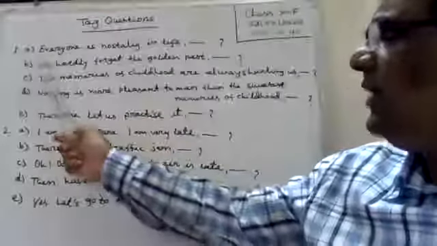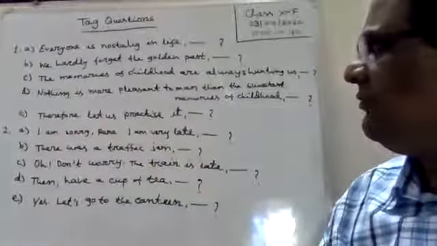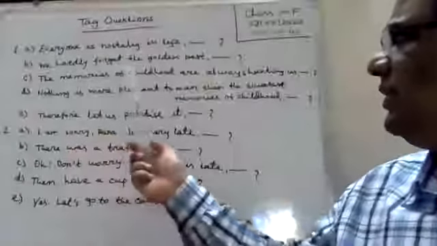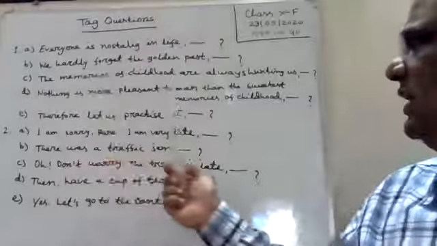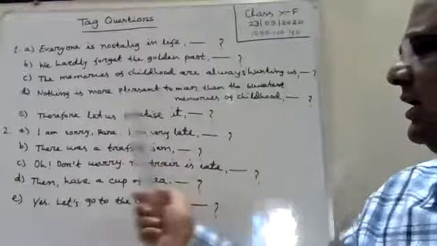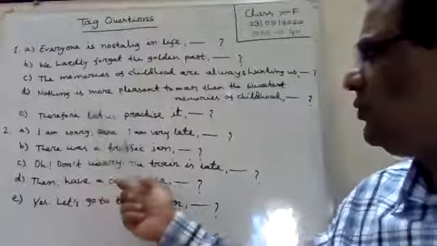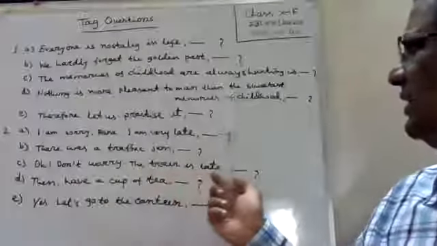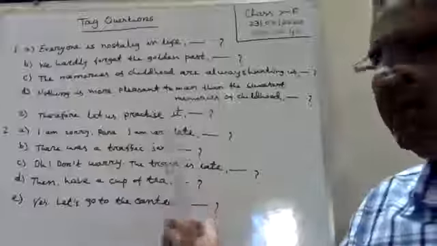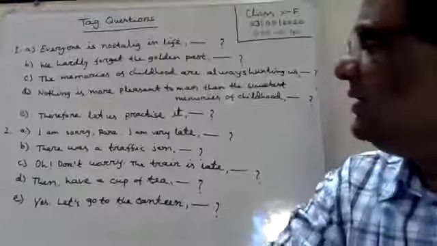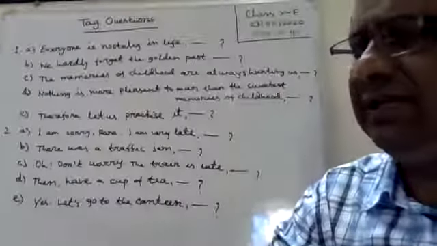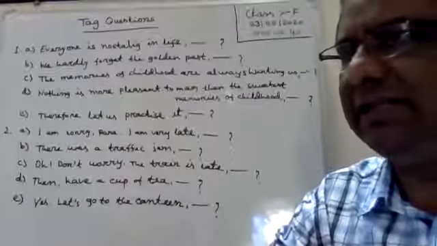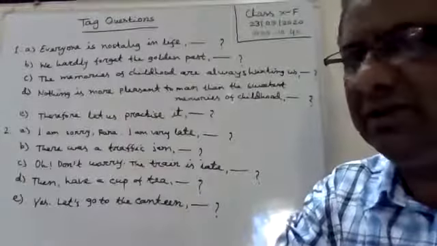Number 1, A, everyone is nostalgic in life. Number B, we hardly forget the golden past. Number C, the memories of childhood are always haunting us. Number D, nothing is more pleasant to man than the sweetest memories of childhood. Number E, therefore, let us practice it. That means there are 5 sentences in the tag question, and the 5 sentences are having a single context, that is a single theme, that is nostalgic situation of life.